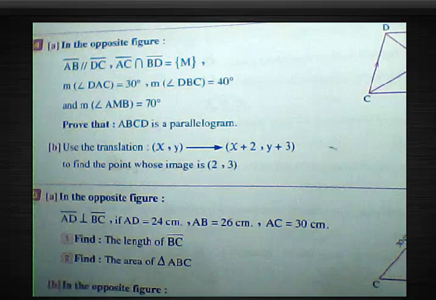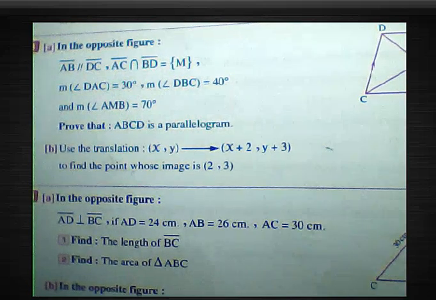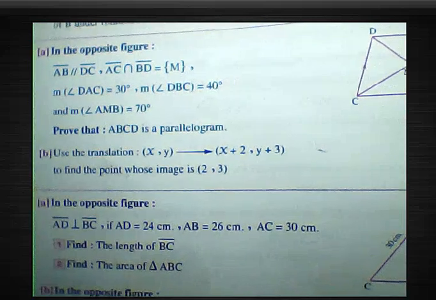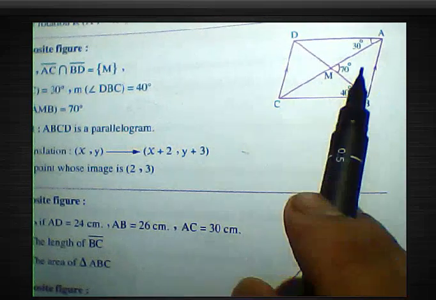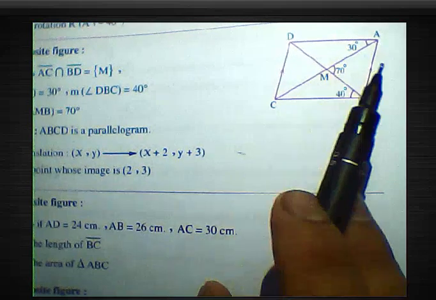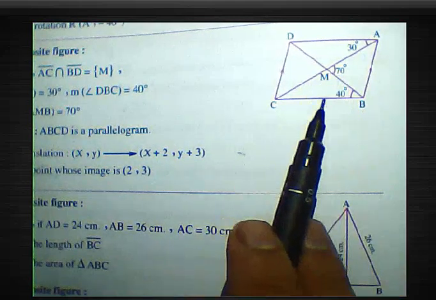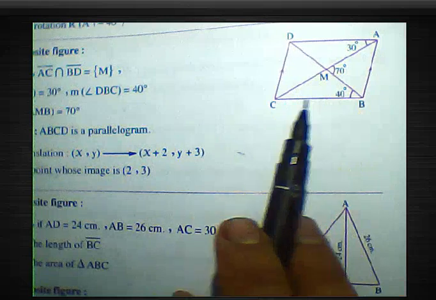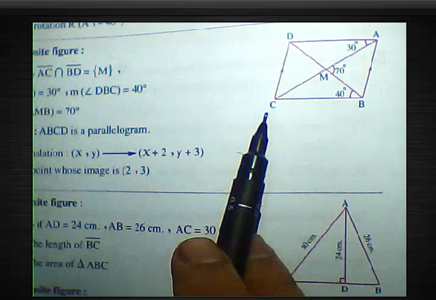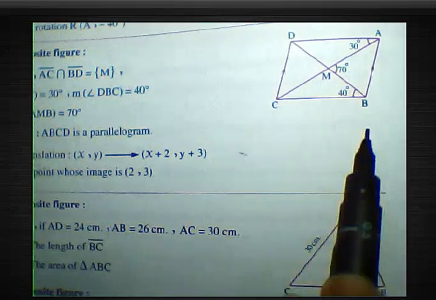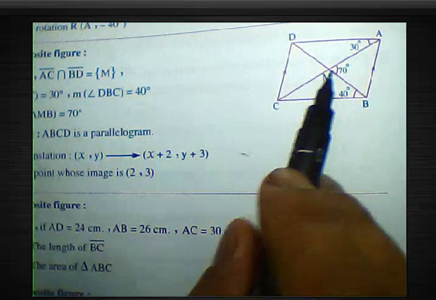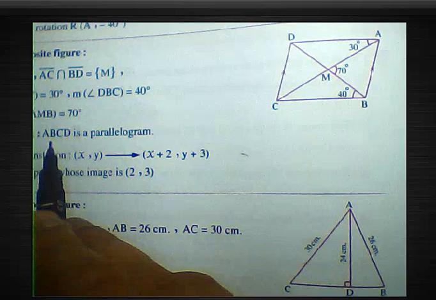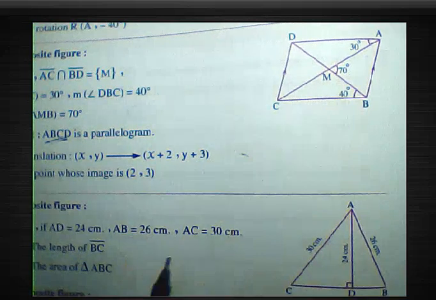Look at question number 4 in the opposite figure. AP is parallel to DC, the measure of angle DAC is 30 degrees, the measure of angle AMB is 70 degrees, and the measure of angle MBC equals 40 degrees. What is this? AMB equals 70. He asked about ABC. Prove that ABCD is a parallelogram.